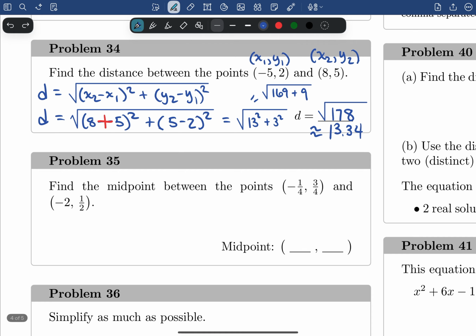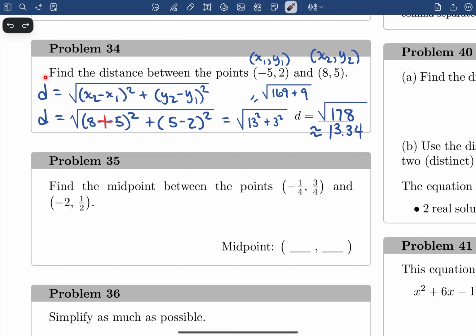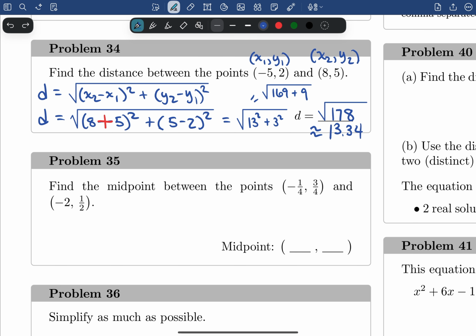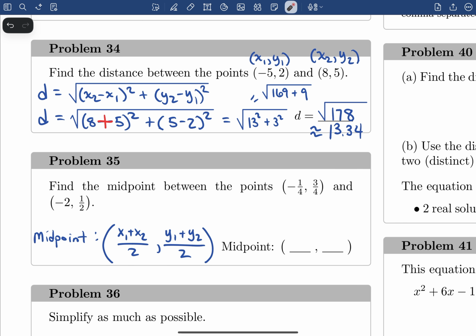And now instead of worrying about the distance formula, like in this last problem, we're now going to focus on the midpoint formula. So we're asked in problem number 35 to find the midpoint between the points negative 1/4, 3/4, and negative 2, 1/2. Now the midpoint formula, I'll show it to you. It's just taking the x values and adding them together and dividing by 2 to find their average. And then we do the same thing for the y values. Take the y values, add them together, and divide by 2. So this is the general formula to be able to do that.